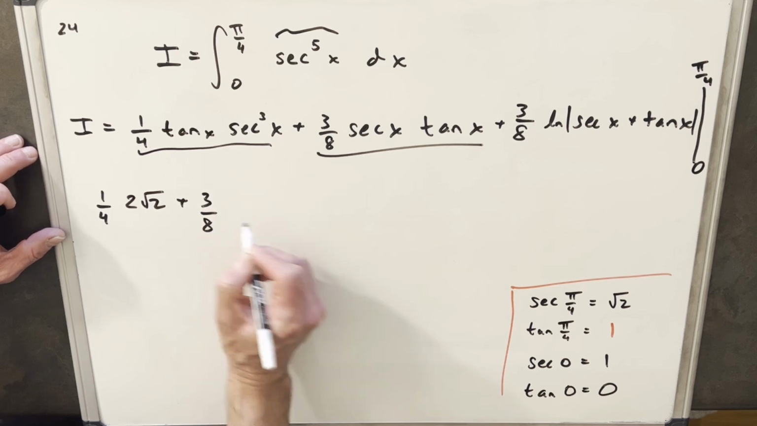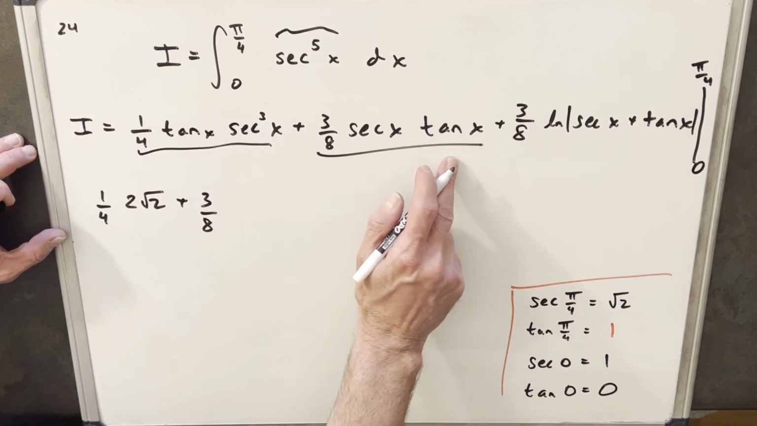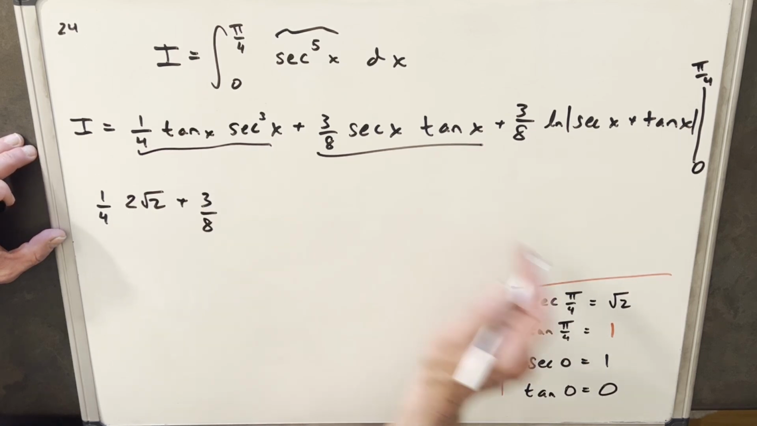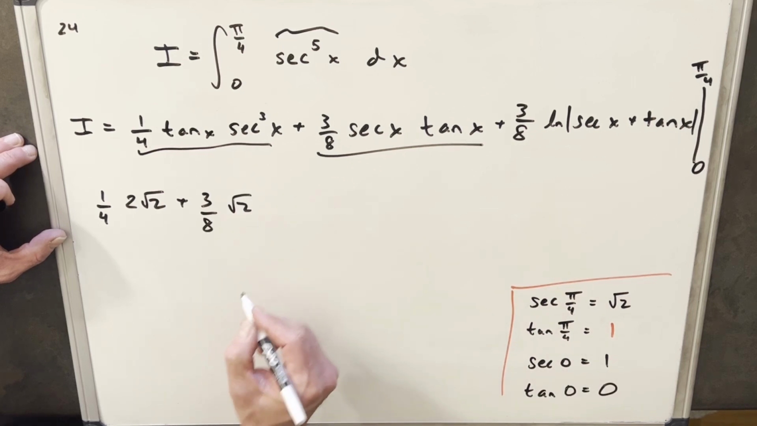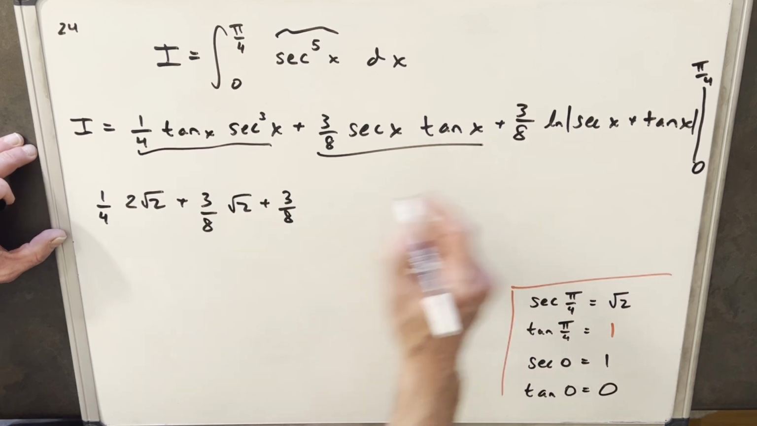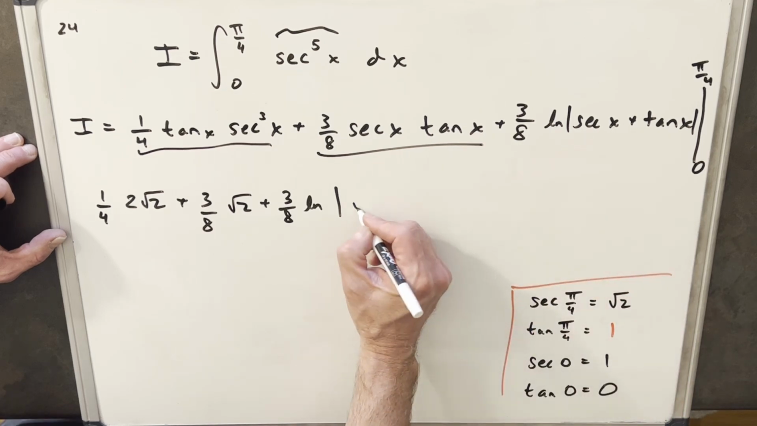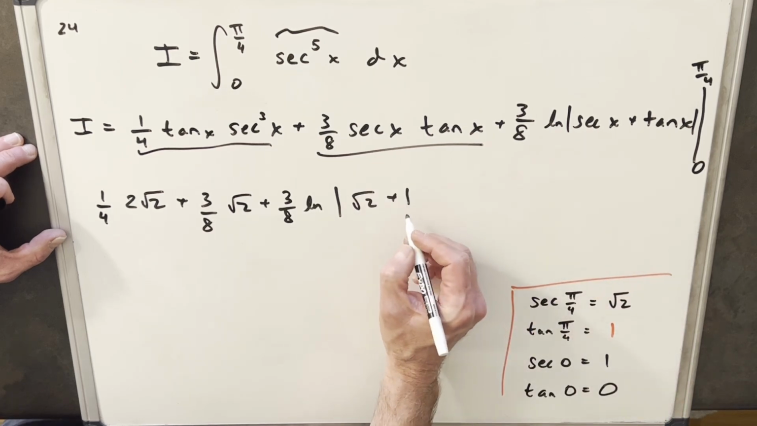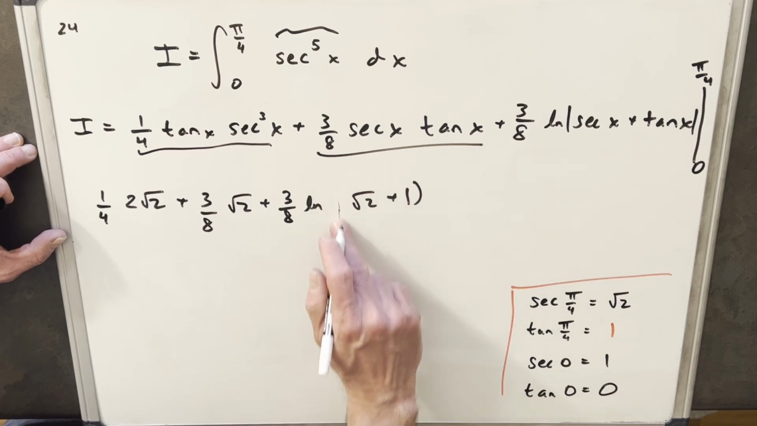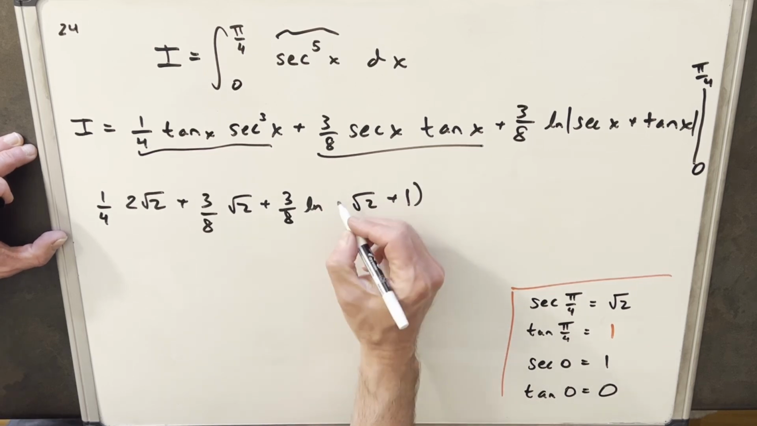Then for this next term, again, our tan at pi over 4 is 1, so there's 3/8 times secant, which is square root of 2. Then we're going to have 3/8 natural log of secant, which is just square root of 2, plus 1. I can actually drop the absolute value because square root of 2 plus 1 is clearly positive.